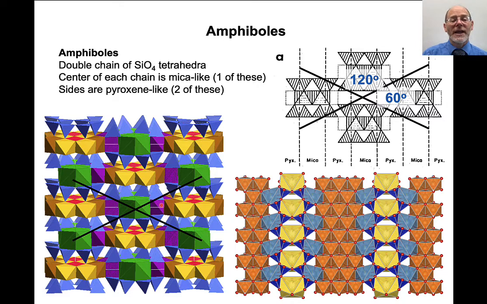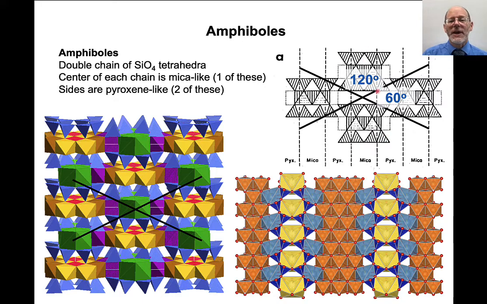And on the side are octahedra that are very much like pyroxenes. And there are 2 of those. So if we take the center of this amphibole, it looks like a mica, and on the sides, it looks like pyroxenes in terms of chemistry.